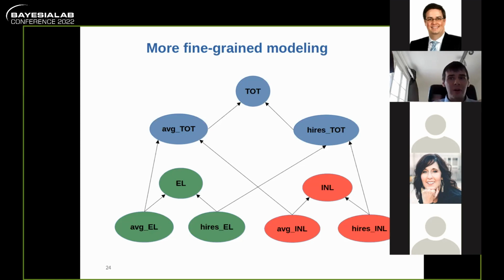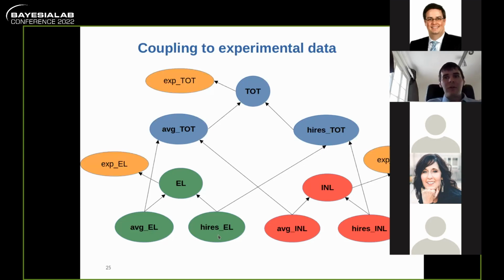And then, because of the definitions, we need to conserve the constraints, like the sum of the average component of the elastic cross-section and the inelastic cross-section must equal the total average cross-section, and the same is true for the highly fluctuating component. Experimental data, it's straightforward to add them as nodes. Maybe we need some mathematical operations, as I mentioned before, to make the prediction or the true cross-sections comparable to the experiments by broadening them, by smoothing them a bit. But in principle, this is straightforward.